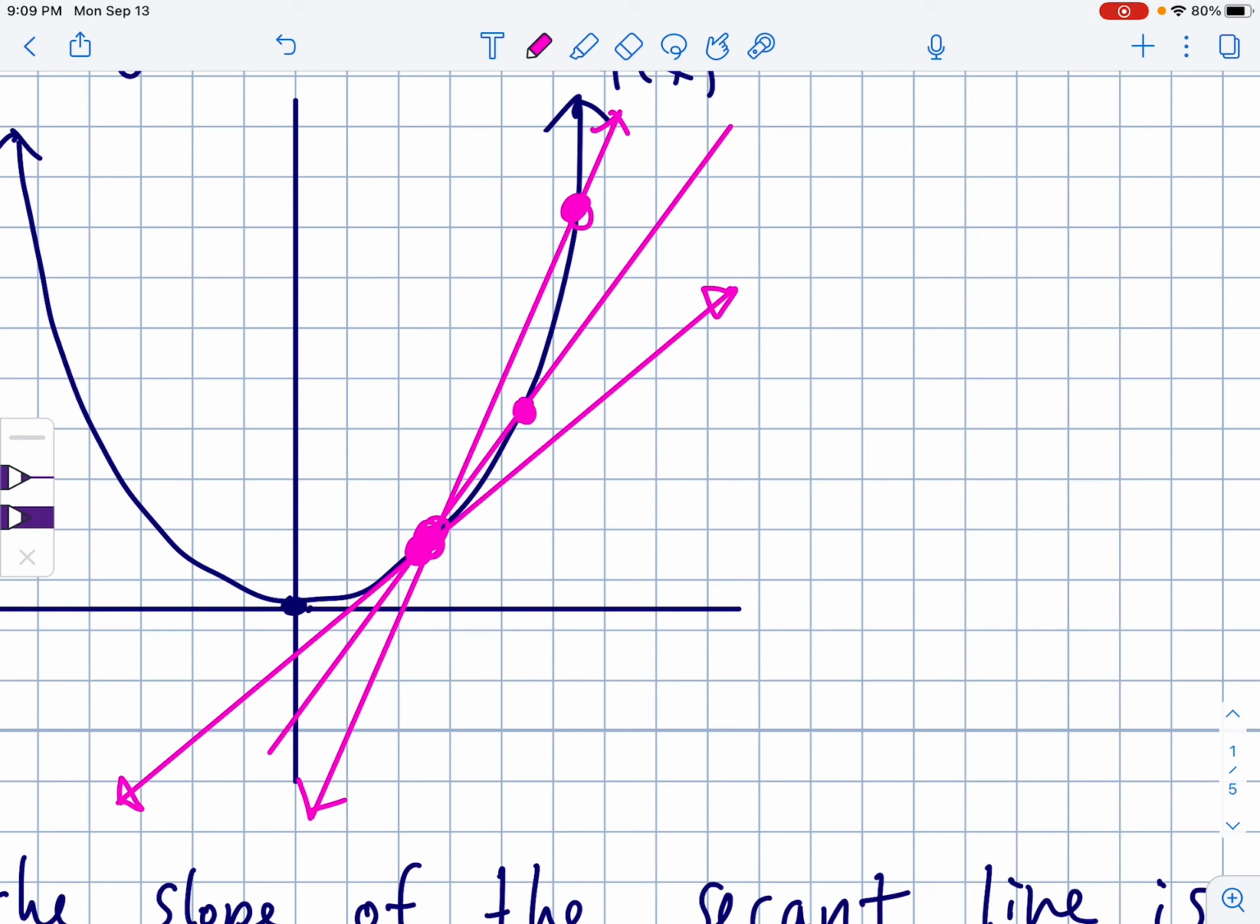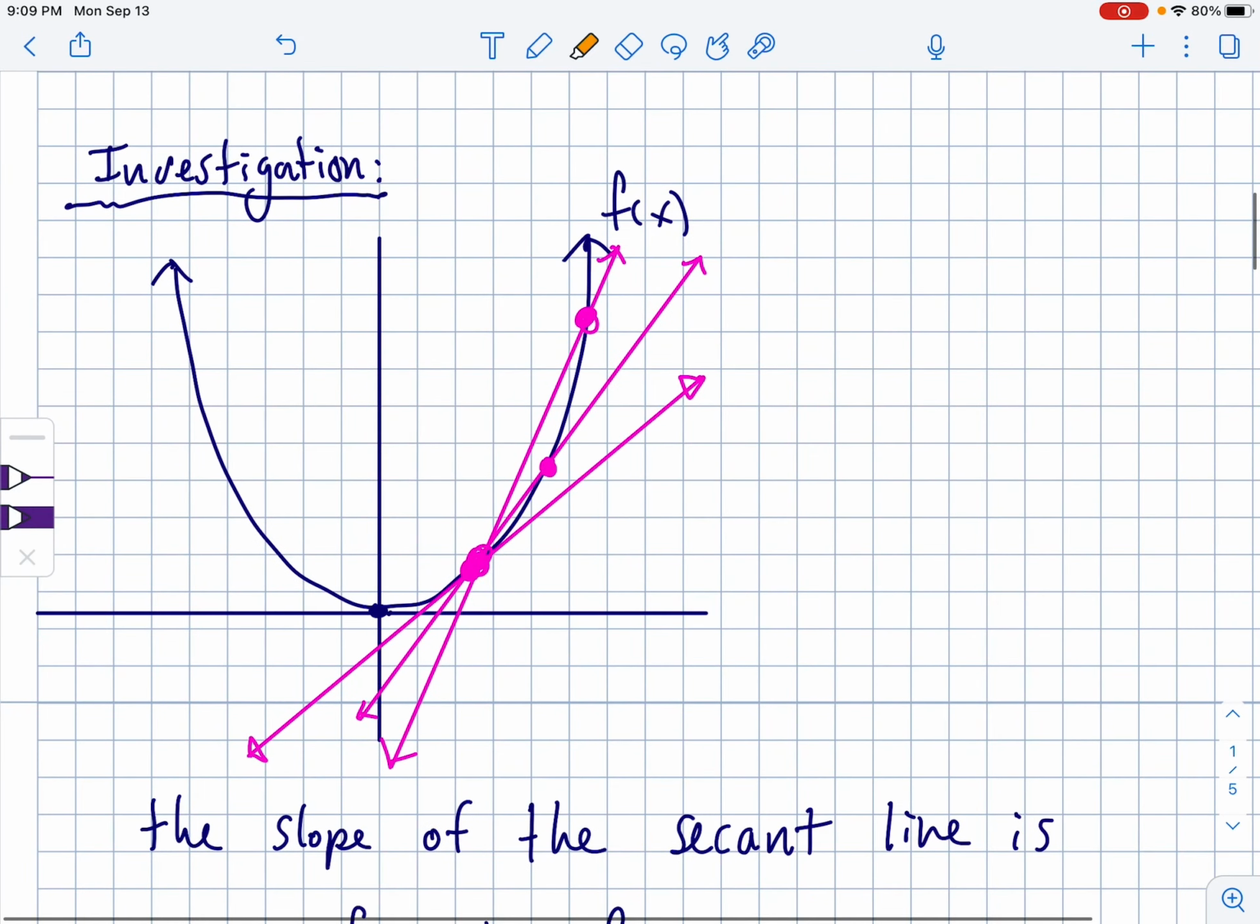So you can see this is another secant line that touches at 2 points, being this one and this one. So we could find the slope of that secant line. Now, notice because I slid this point a little bit closer to this position, the slope of those secant lines are getting closer and closer to the slope of the tangent line.